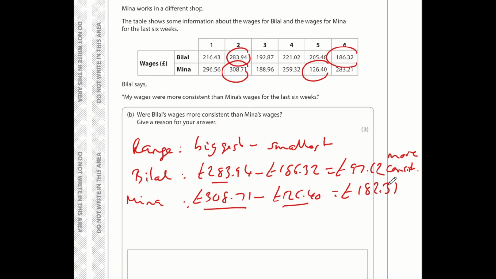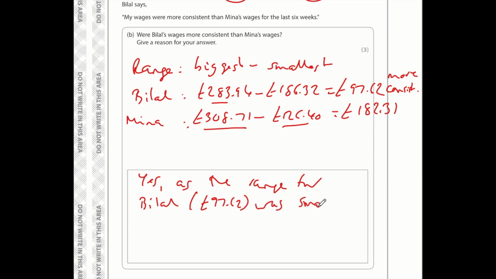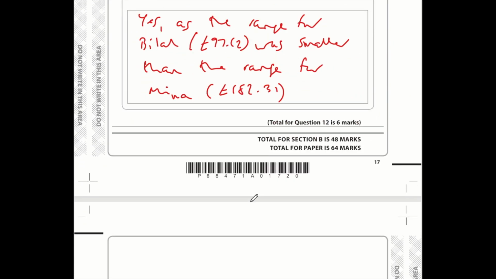So, were Bilal's wages more consistent than Mina's? Yes, as the range for Bilal, and I put in brackets £97.62, was smaller than the range for Mina. And make a note of that, 182.31. There we go. And that was the final question, so that is the end of the assessment.